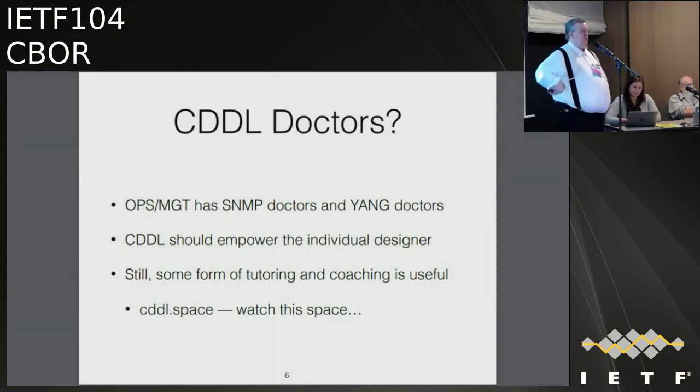And there is this website, cddl.space, sitting there that is now ripe to be filled. And I think maybe I would like to have pointers to a few people who actually are willing to be tutors and coaches in this space.